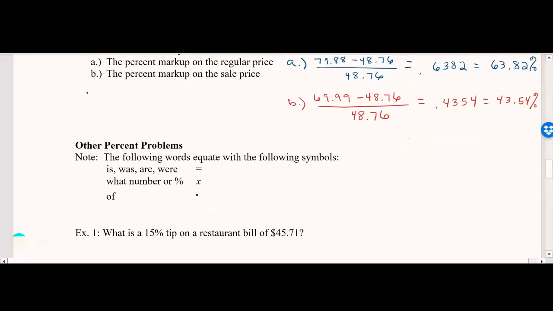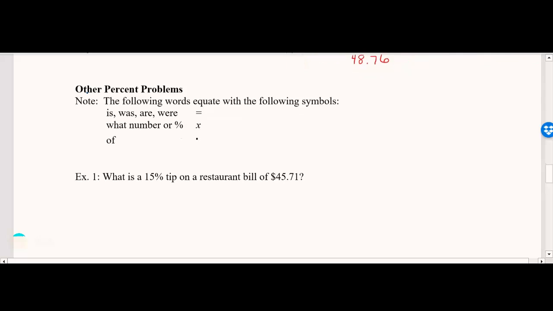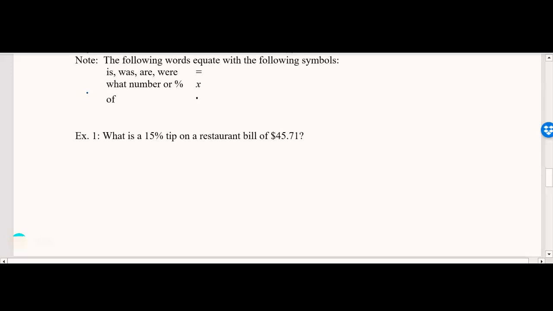All right. Now, there are lots of other types of problems when it comes to percents. I'm going to do three and then have you try one, just to make sure we've got the key words that we're going to look for. For example, when you say is, was, are, were, that always means equal. What number or what percent? That's your X. That means we don't know yet. And if you see the word of, we're talking about multiplying, okay, product. Let's go ahead and try some of these.